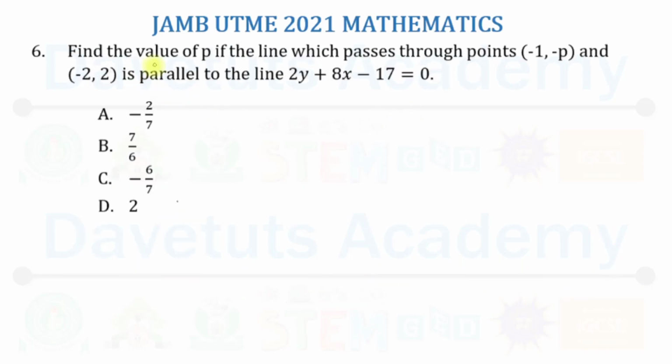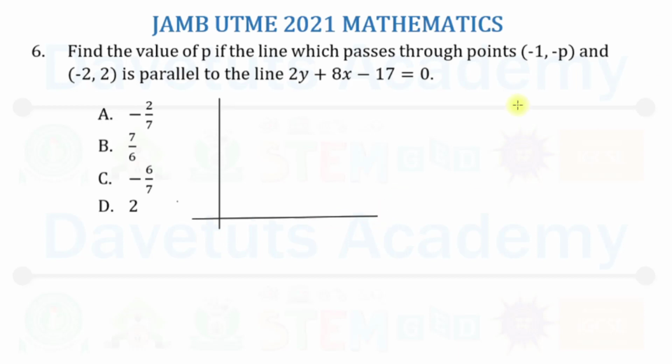In this question on coordinate geometry, we are asked to find the value of p if the line that passes through the point -1, minus p and the point -2, 2 is parallel to the line 2y plus 8x minus 17 is equal to 0. Students, you need to know what you are doing here, and since this is like a tutorial, let me come up with a guide that can really help you solve this type of question.